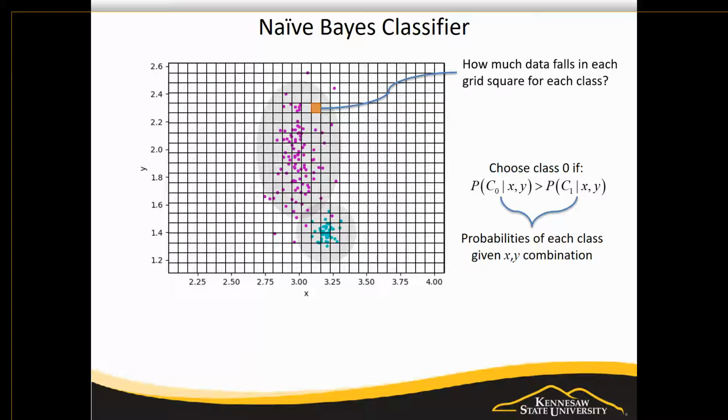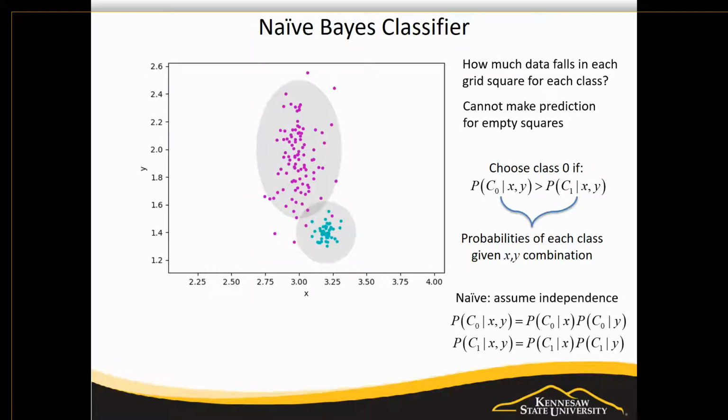Okay, but in this case, there is no information in that grid space. There's no data in that grid space, so we're not going to be able to make a prediction in that grid space with what we've got here. So we're going to have to come up with some other strategy other than looking at grids. Because we can't make that prediction there, instead we're going to make an assumption.